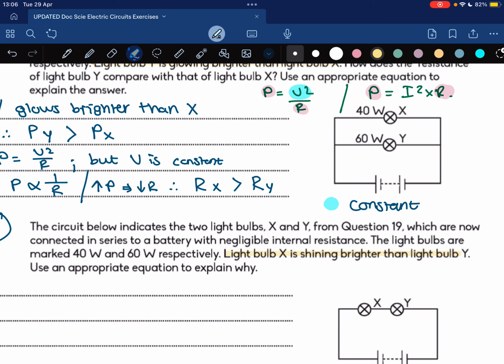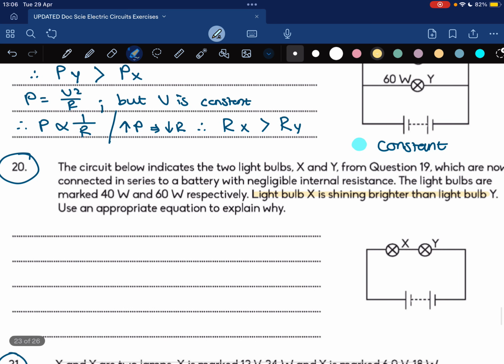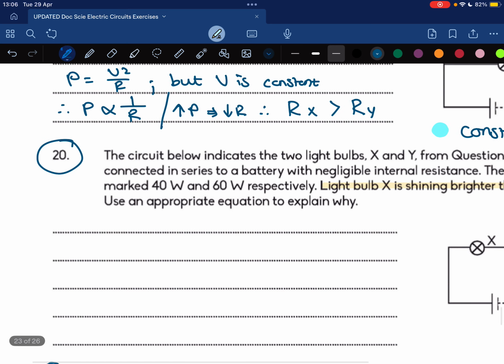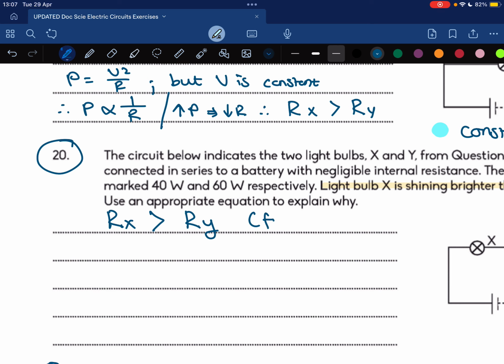Okay, so we ask ourselves, why is that true? Why would the light bulb X be shining brighter than light bulb Y? So let's think about that. We've already established that the resistance Rx is greater than the resistance of Y. We already know that from the previous question.